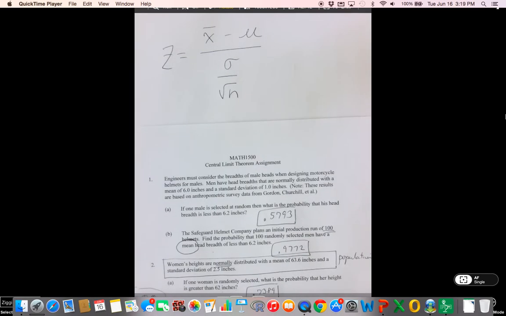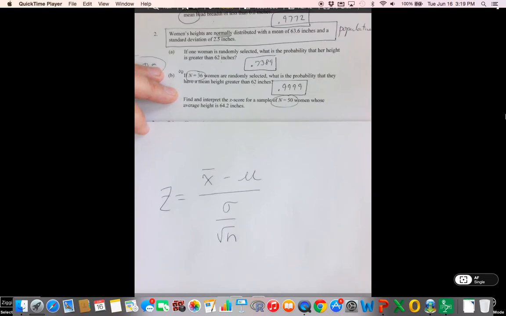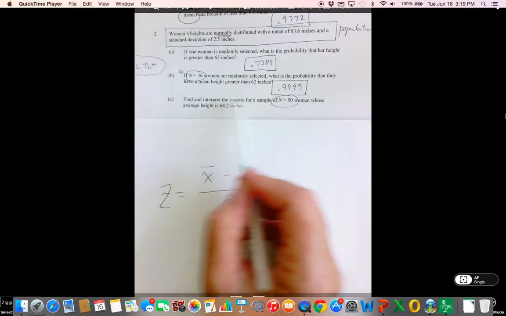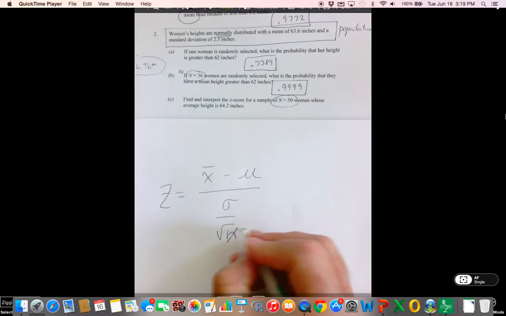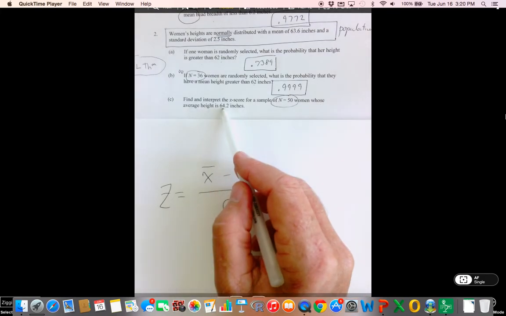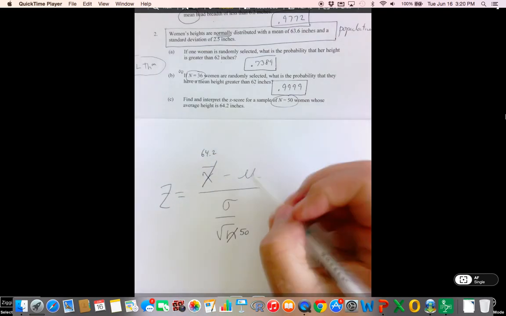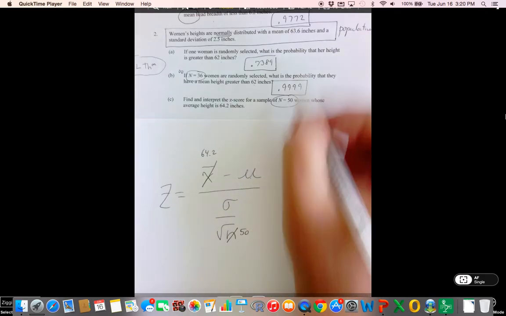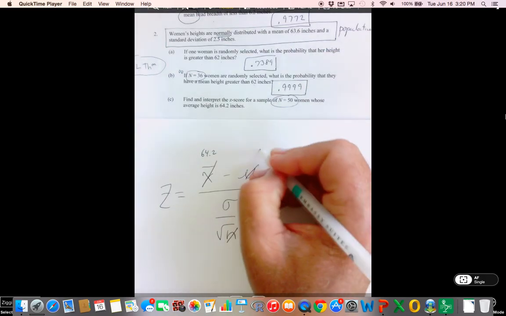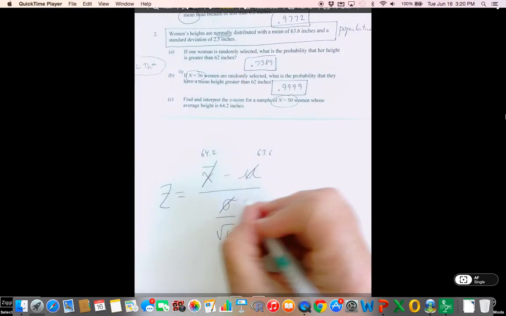Now, I don't know if you guys can see this or not. Maybe I need to work it this way actually. Yeah, you guys should be able to see that. All right, so find and interpret the z-score for a sample of 50 whose average height is 64.2. The mean comes from a population, that's 63.6. The standard deviation comes from our population, which is 2.5.